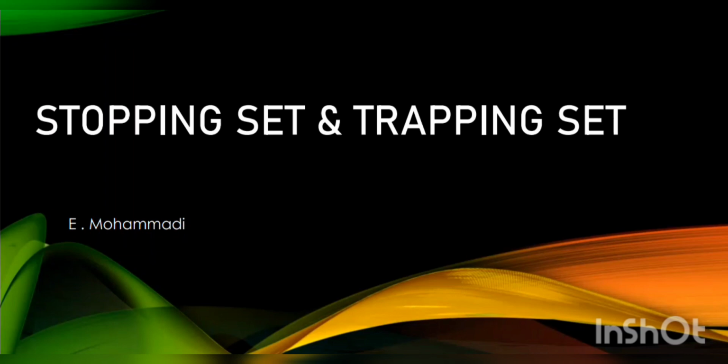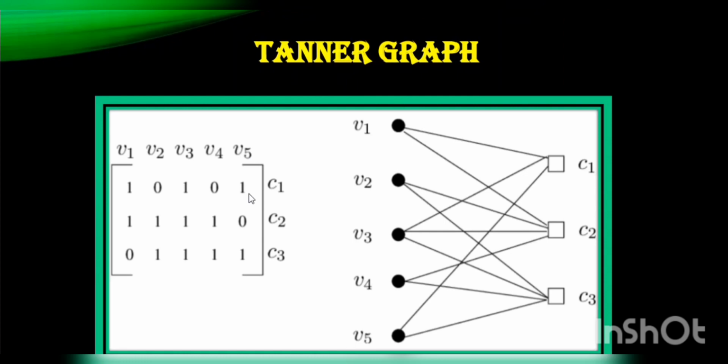In this lesson, we want to talk about the nature of stopping and trapping sets. Also, we want to explain the graphical form of these. Okay, in the first step, let's go to the definition of a Tanner graph.